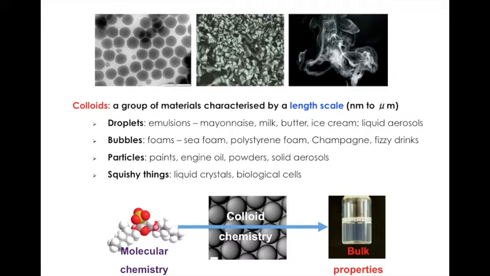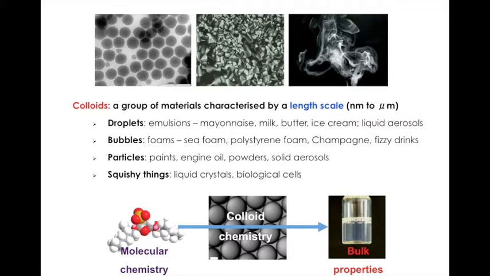Now, the divided material in a colloid can come in many forms. It could be solid, so it could be things like solid particles, which you would find in paints, coatings, engine oils, powders, and in solid aerosols such as smoke. Or it could be something soft and deformable, so this could take the form of a gas bubble, an example being foam. Or it could take the form of a liquid droplet, which would give you generally an emulsion, or if it's a liquid droplet in air, an aerosol.